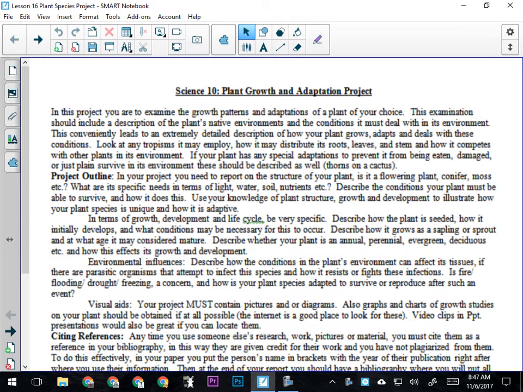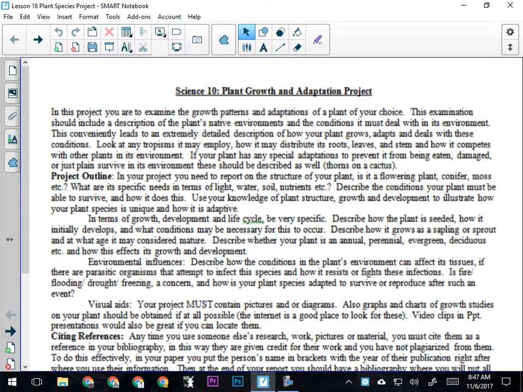Tell me about your plants, whatever plant it is that you're going to decide on. Tell me about its adaptations, especially in terms of some of the things we've talked about, like how plants transport materials, their adaptations, tropisms, all that kind of stuff. If we've talked about it in class and your plant does it, it should be in here. So you're to examine the growth patterns and adaptations of a plant of your choice.